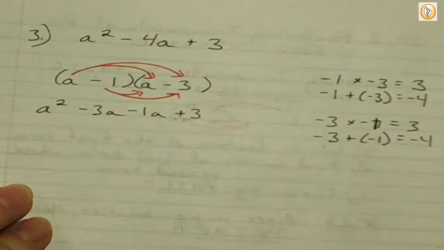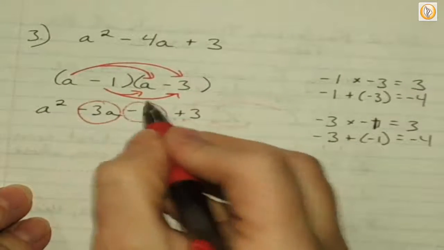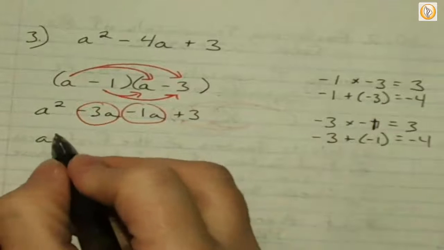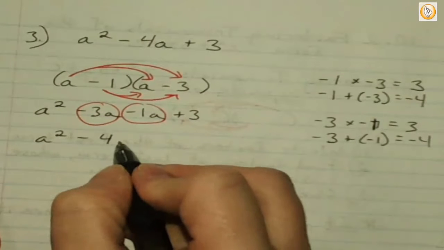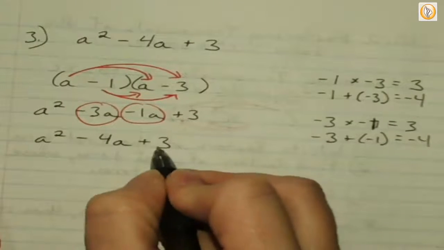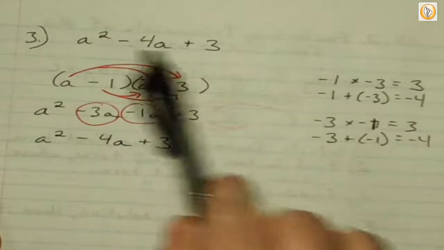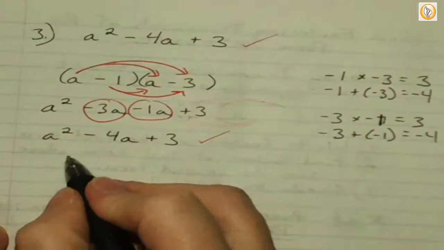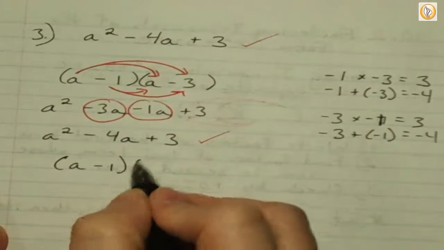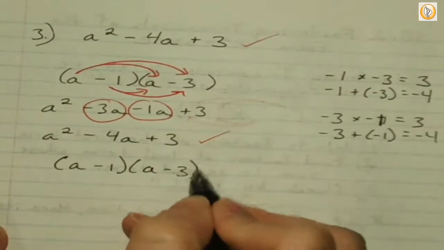What are my like terms? All right, so then I get A squared, -4a. Very good. And then +3. Is that the exact same as that? Yes, it is. It checks. So our answer is A minus 1 times A minus 3.